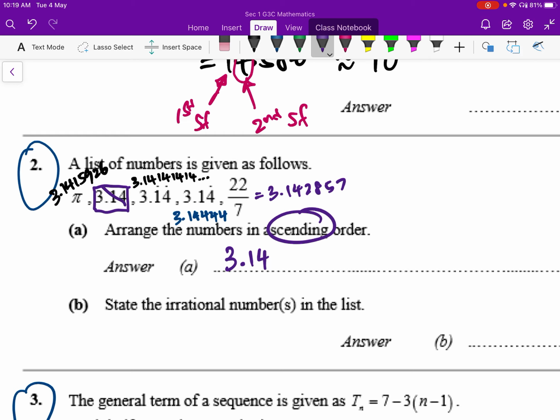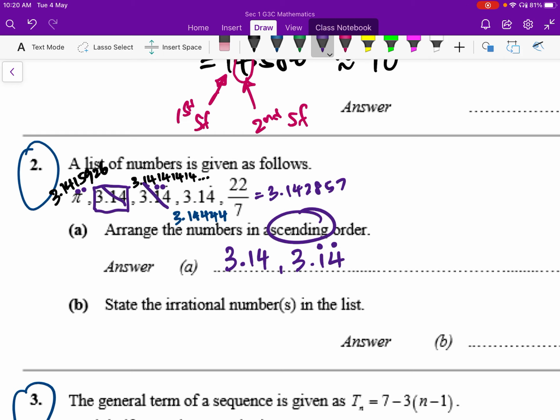The next number, let's compare the third decimal place. 3.141, 3.141, 3.144. Oh, this is definitely out. Then 3.142 also out. That brings us to only the accurate value of pi, 3.14159 versus 3.141414. So we have compared the third DP already. They are all ones. Let's compare the fourth DP. This is 5 and this is 4. So that gives us 3.14 with 2 dots on top of the 1 and the 4.